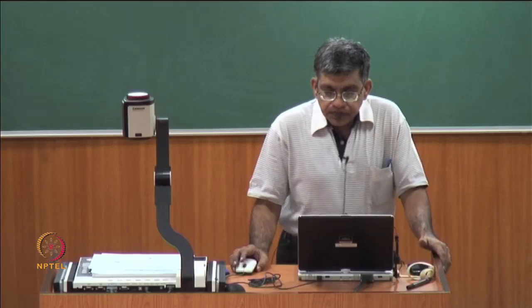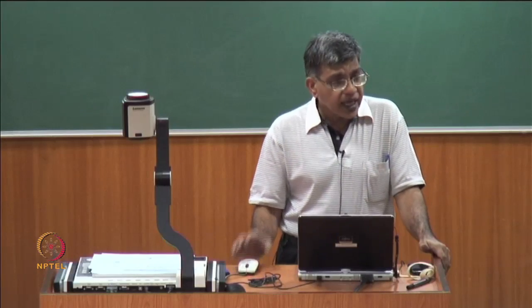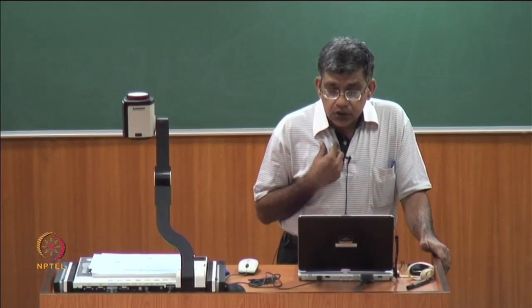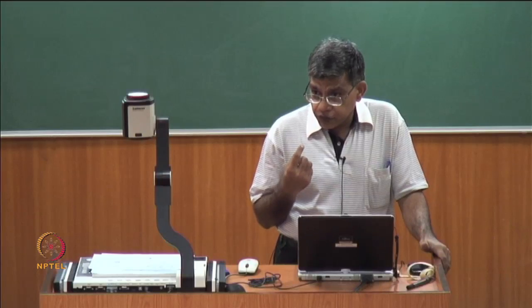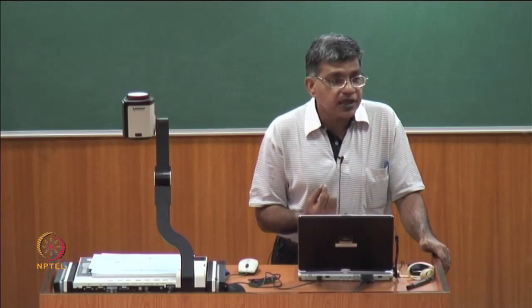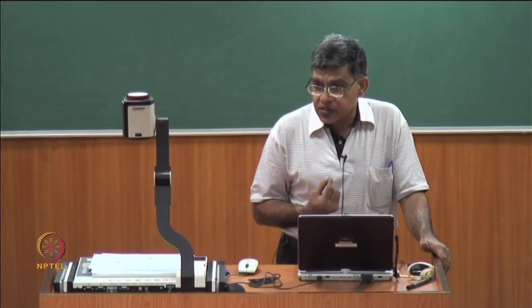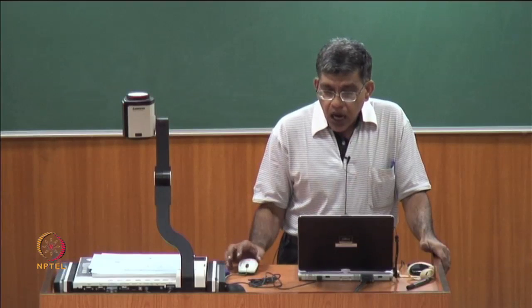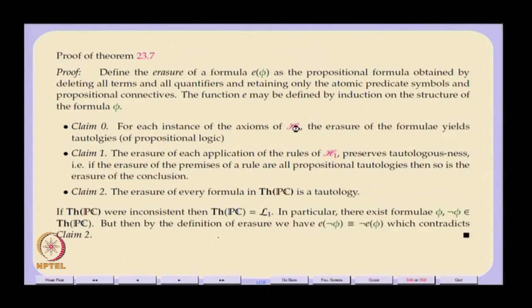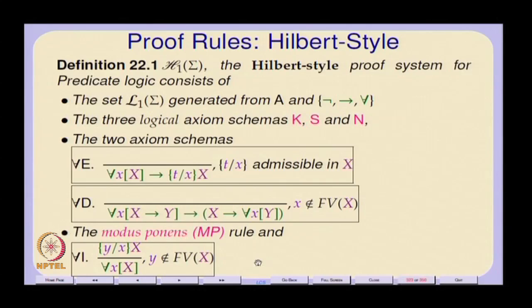Now, you take any of the theorems of first order logic. So, you take anything that is provable in the Hilbert style system H1, and take the erasure of any of the formulae that you get as theorems. The erasure is always a tautological form for all the axioms. So, for K, S and N it is easy to show that they are just tautological forms.